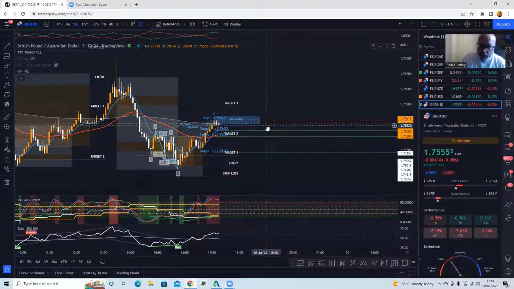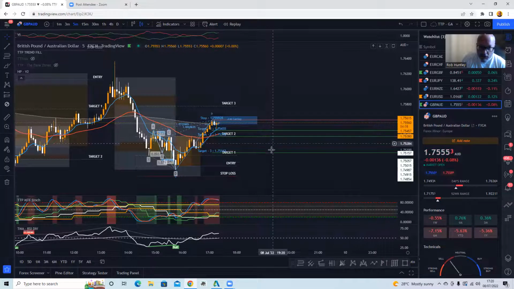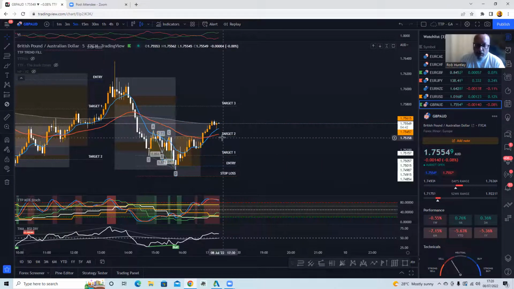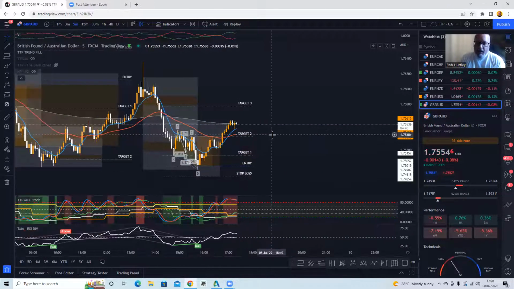So we've got the blue line here, which is the entry point, the red line, which is a stop loss, and then you've got these green, so target 1, target 2, and target 3 there. So you don't have to think about it really. It literally gives you all the information you need. So I'm just going to turn it off again for now, only because it looks a bit busy.